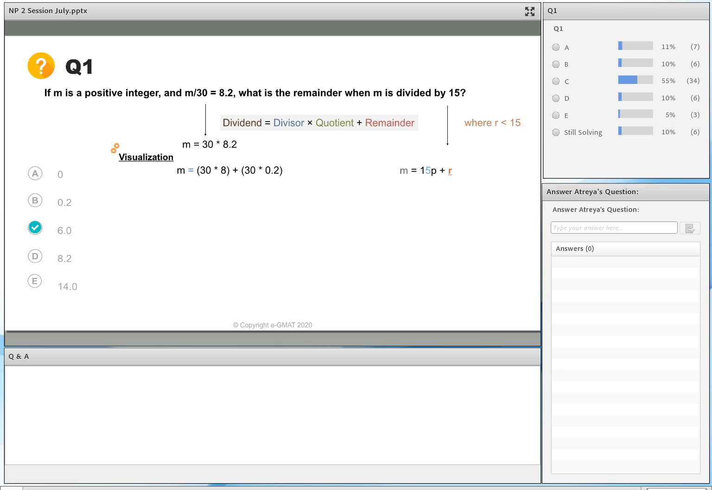Now, m is equal to 8.2 times 30, right? So what I do is divide 8.2 into two parts. One is the integral part, one is the fractional part. Now, when I divide that, I have m equal to 30 times 8 and 30 times 2, added together. I can also write m as 15 times p plus r, where r is the remainder. Keep this in mind. Okay. Now, I'll just visualize. I have 30 times 8 plus 6 over here. 30 times 0.2 means 6, right? So I have a 6 over here, and then I have 30 times 8.